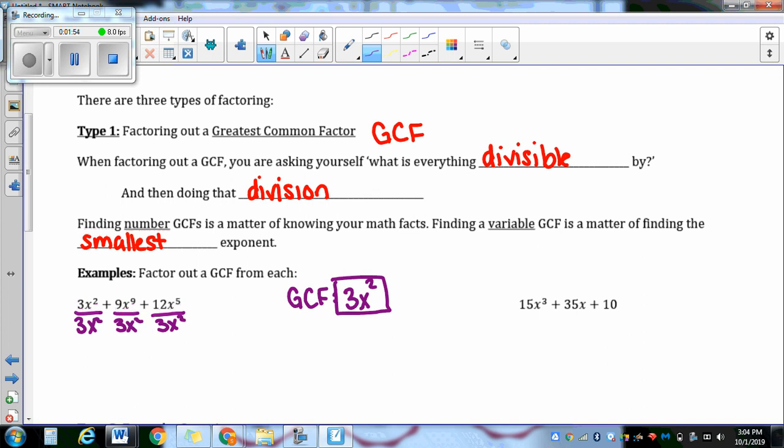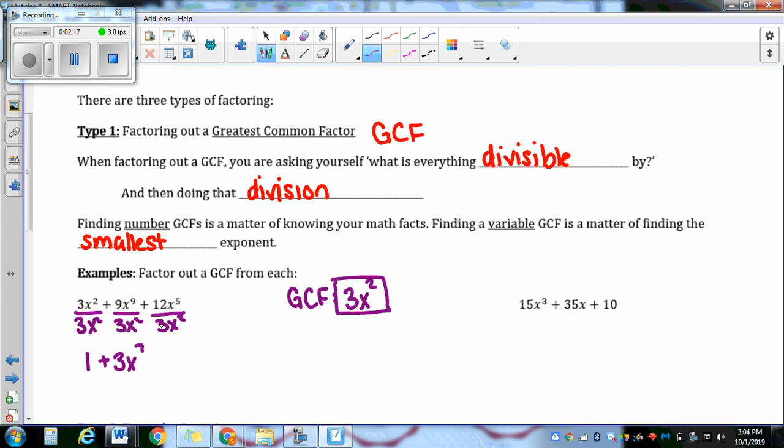So from here on out, it's division. 3 divided by 3 gives me 1. X squared, take out 2 x's. There are no x's left. So next, I've got a positive 9 divided by 3 is going to be a positive 3. I have x to the 9th, or 9 x's. Take out 2 of those x's, and I am left with x to the 7th.